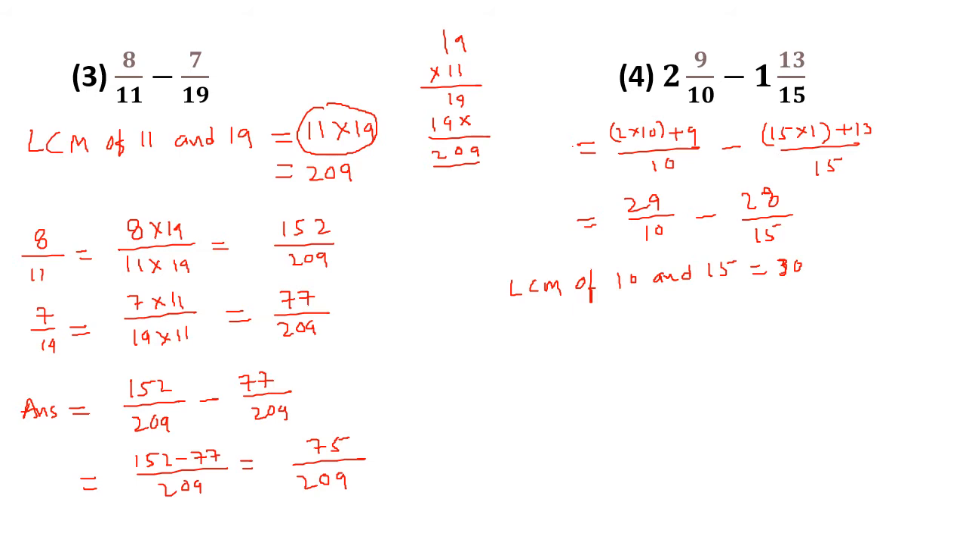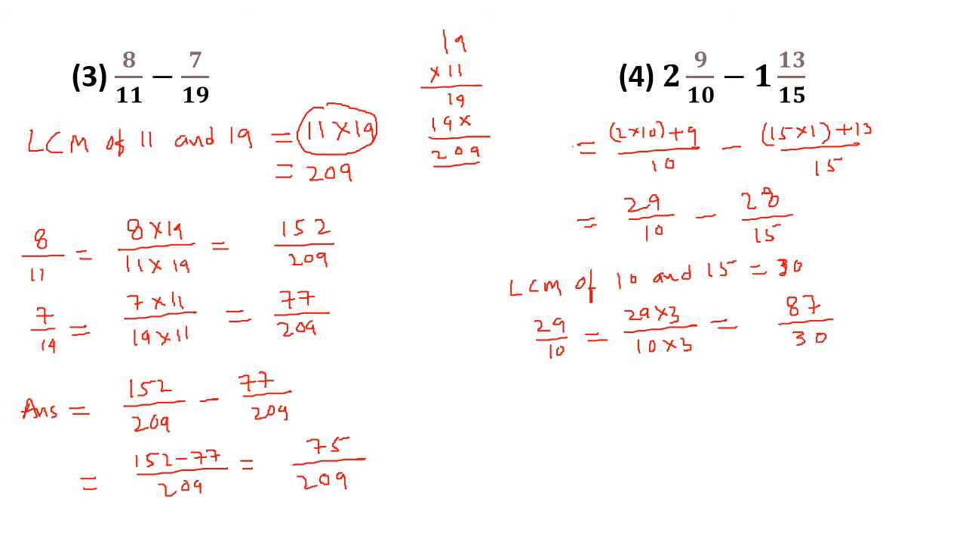So now let us take the first number, 29 over 10. How much should I multiply to 10 to get 30? Answer is 3. Therefore 29 should also be multiplied by 3. So 3 nines are 27, 7, 2 carry, 3 twos are 6 and 2, 87. This is the multiplication. Here it is 30.